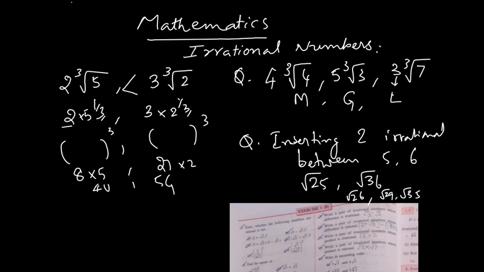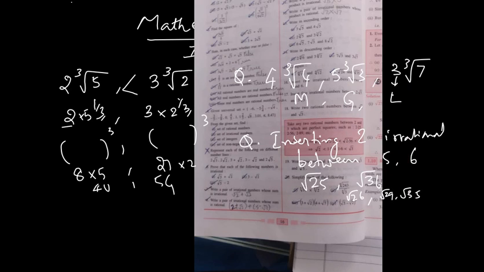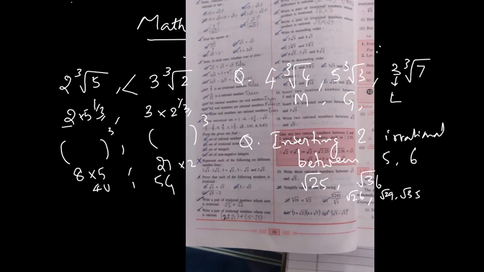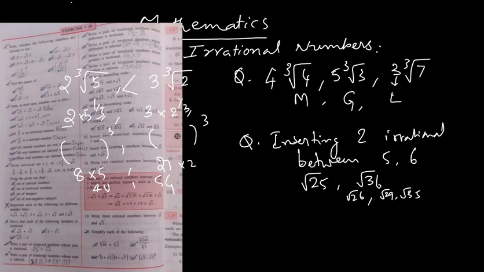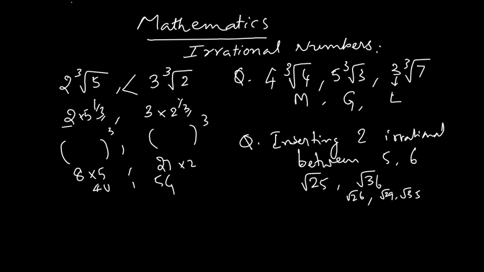So the next question, 17 or 16, I don't know. Wait, let me see what question is this. Next question is 17th question. Insert 5 irrational numbers between 2 root 5 and 3 root 3. Same thing. So can you do or you can't do? Yeah, try. Between 2 root 5 and 3 root 3.